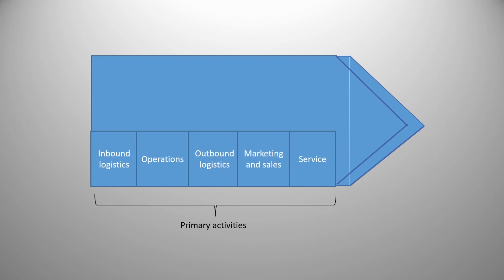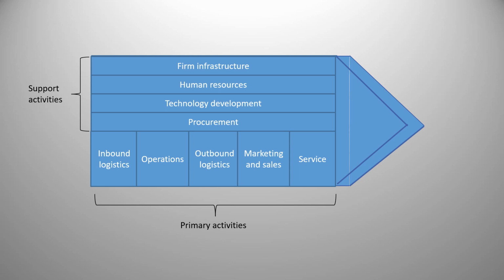These activities can either be classified as primary activities or support activities. Primary activities are those that can directly be traced to the product or service that a customer buys. The support activities, on the other hand, cannot be directly traced to the product or service, but are necessary for the primary activities to function in a way that adds value to the end user.